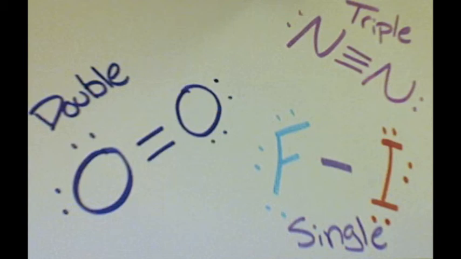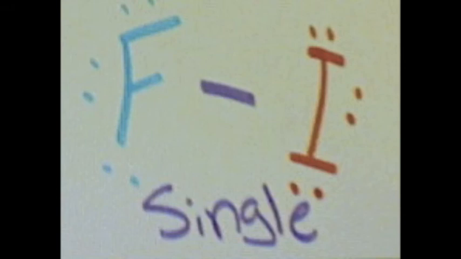There are 3 types of covalent bonds: single, double, and triple. A single covalent bond is a bond that involves one shared pair of electrons. For example, fluorine and iodine both have 7 valence electrons, so there will only be one shared pair of electrons.